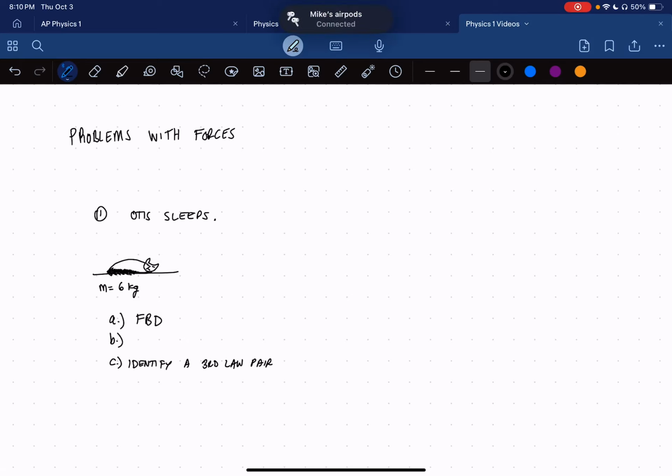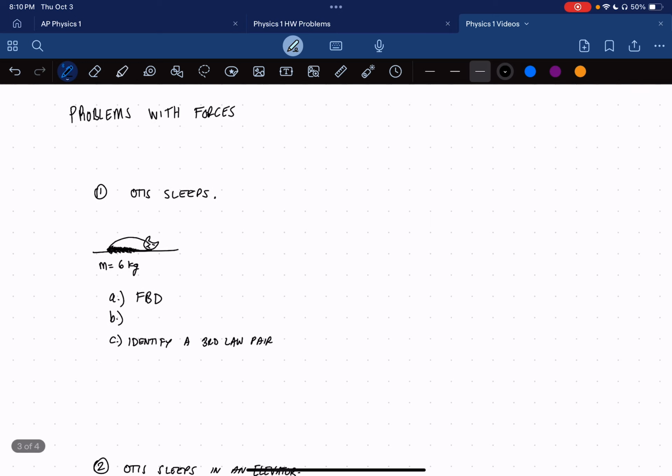These are the first real problems that we're going to be dealing with forces, and we have four examples. And so I'm just going to go ahead and start explaining how to do these. So problem number one, it says Otis sleeps. Otis is the cat that we've seen in other problems. Otis has a mass of 6 kilograms, and Otis is just sleeping on the floor.